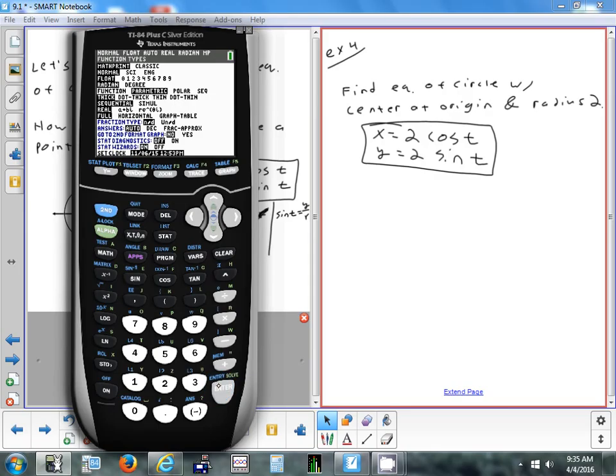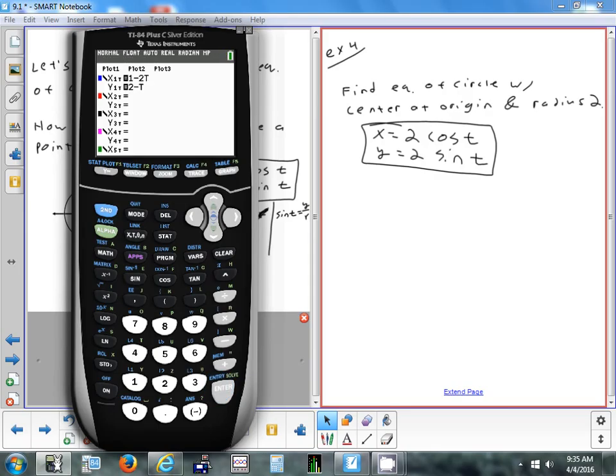So go back to parametric. If you have anything in there, you can just type right over it. 2 cosine t, 2 sine t. And now, because we're using sine and cosine, anytime you use those, what do you have to pay attention to on your calculator? Yep, the t-min, the t-max, but t-step.